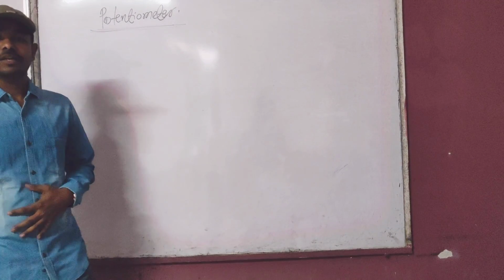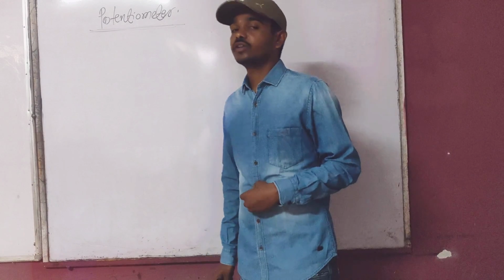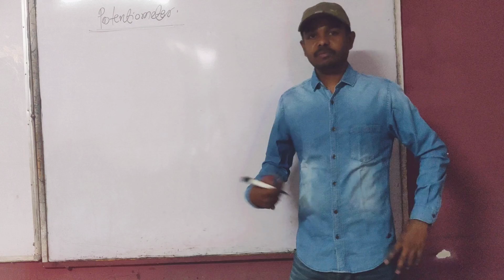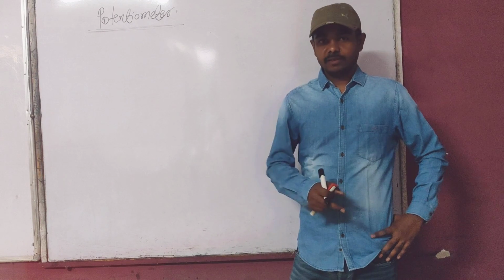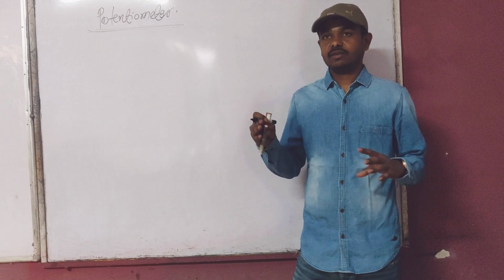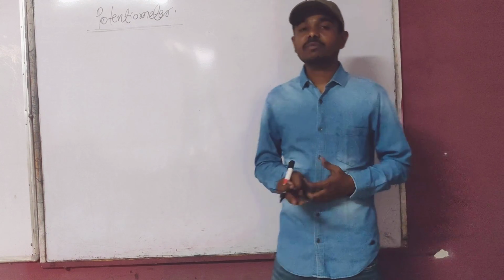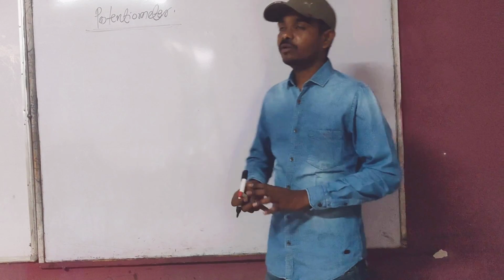Discuss about current electricity. The first topics were Kirchhoff's laws, Wheatstone network, Wheatstone meter bridge, and Wheatstone meter bridge by the Kelvin method. So these are the topics that we already discussed. Now the next topic of this chapter is called potentiometer. This topic is very important.